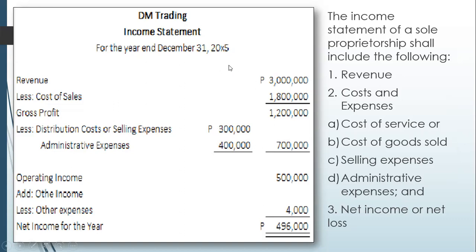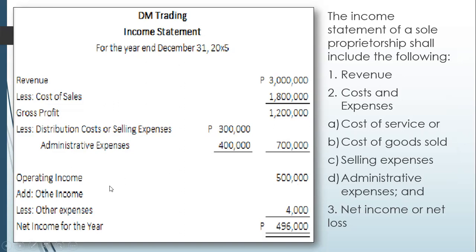So, i-add nyo po to. So, kumbaga, nandito yung debit and yung credit. Okay? So, nasa column siya ng debit. So, pag-add nyo po yan, 300 plus 400. 300 for selling expenses, then administrative expenses 400. So, a total of 700. So, dahil sabi dyan, less, 1,200 minus 700. So, operating income is 500.